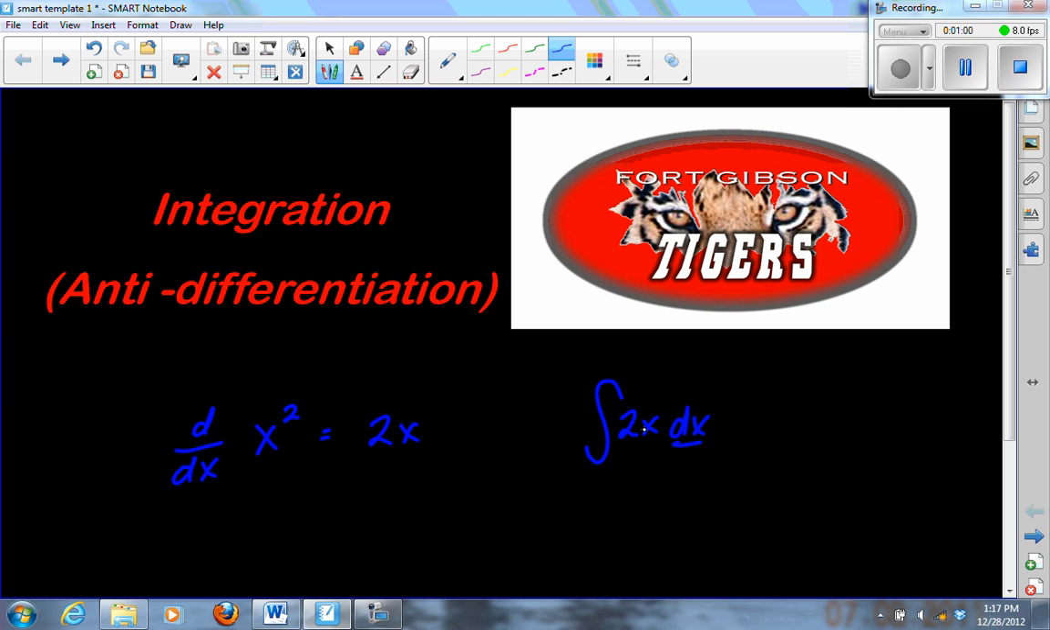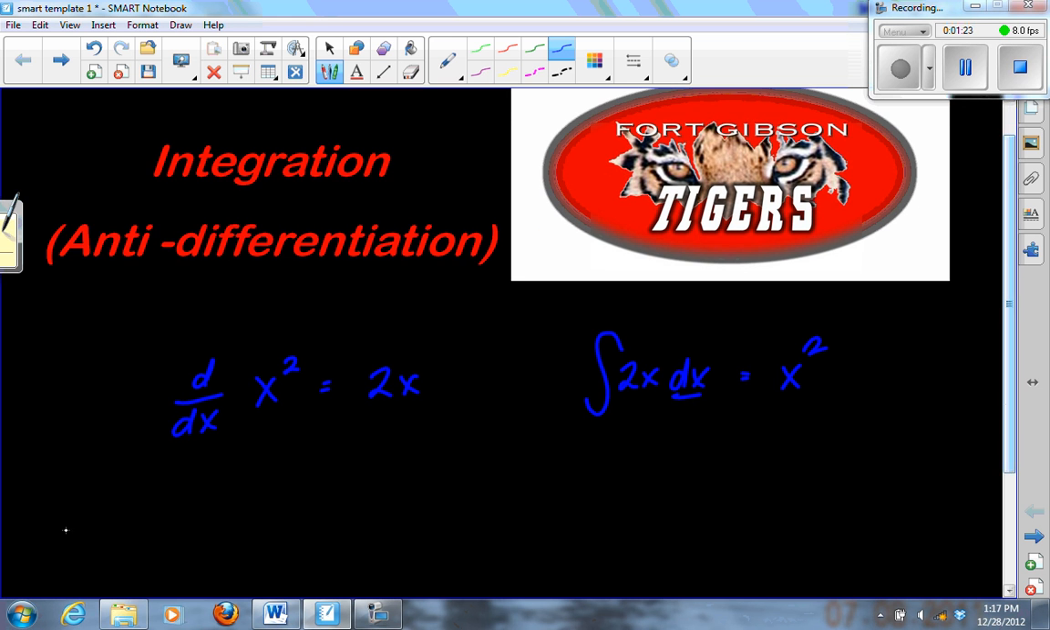So the integral of 2x, which is what my answer was over here, I have to think of this as what function would give me an answer of 2x when I take the derivative. And so x squared would be my function. So if the derivative of x squared is 2x, then the integral of 2x is x squared.